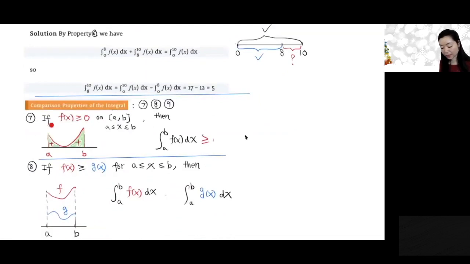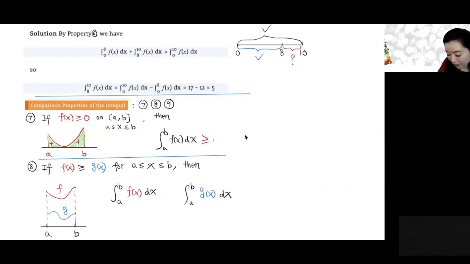The next property: if this is a positive function, when I say positive function, it means it's non-negative, so greater than or equal to zero, it could equal zero. If you try to visualize it, it's always above or touching the x-axis.